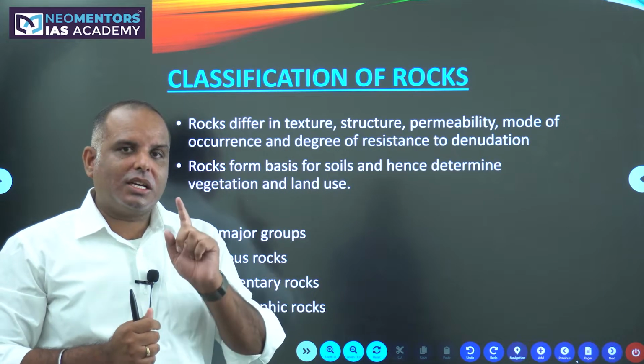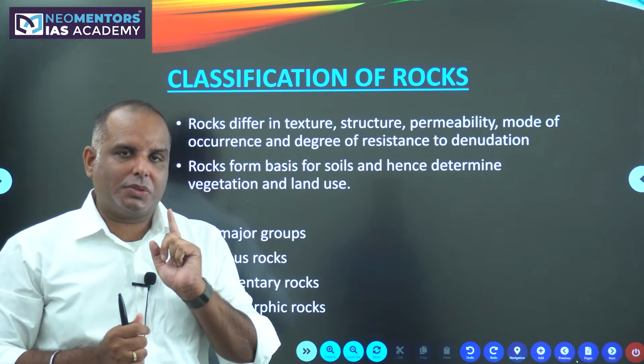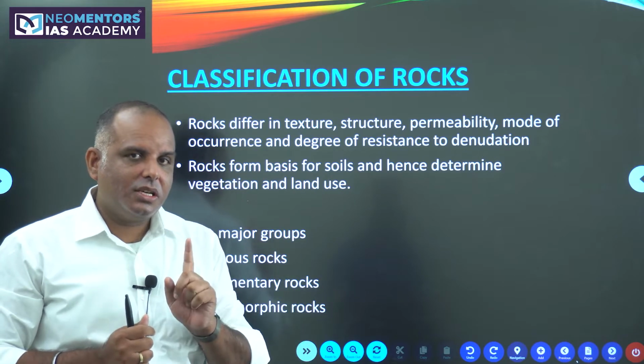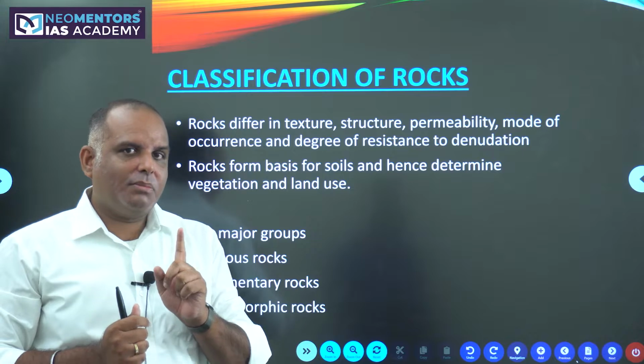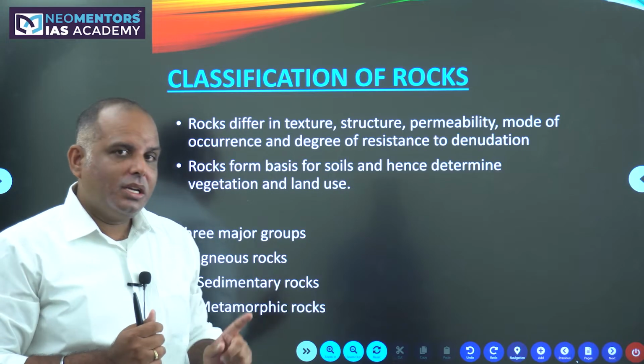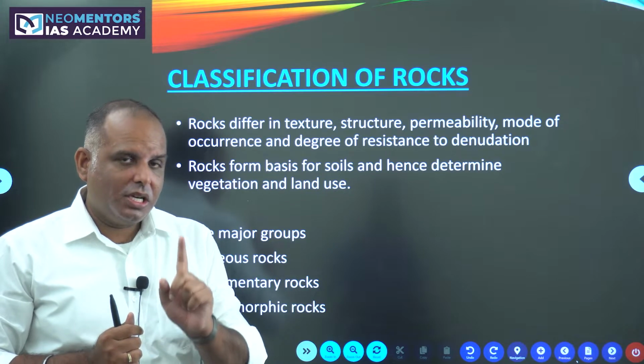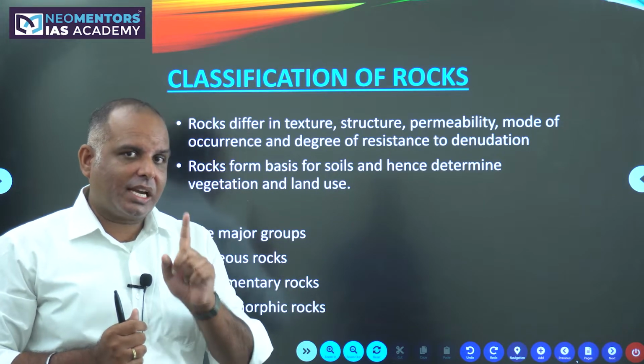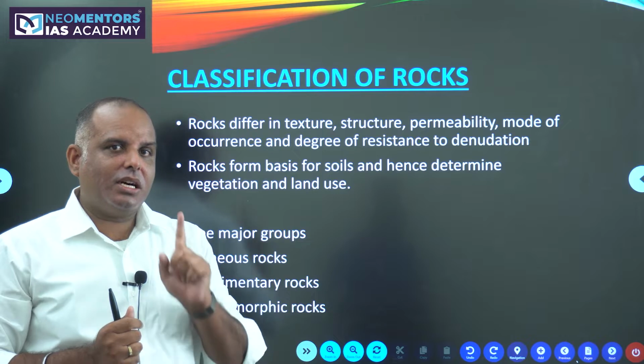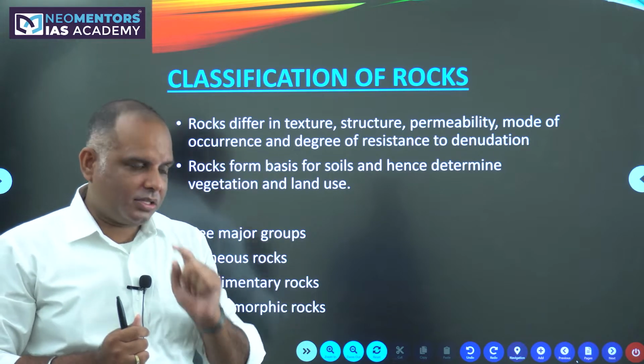Broadly, the rocks are classified into three major groups: igneous rocks, sedimentary rocks, and metamorphic rocks. I'll repeat, we have three major groups of rocks. One is igneous, second one is sedimentary, and the third one is metamorphic rocks.